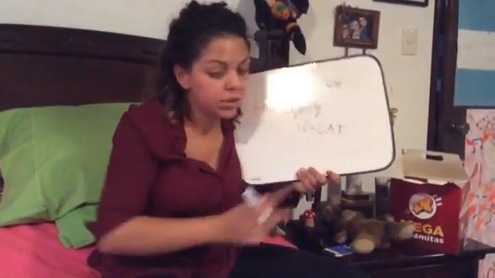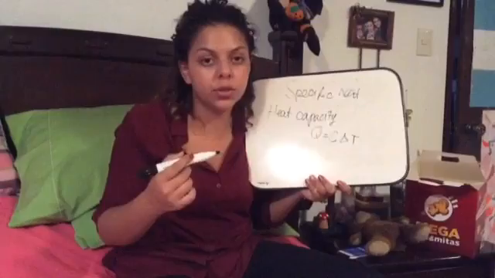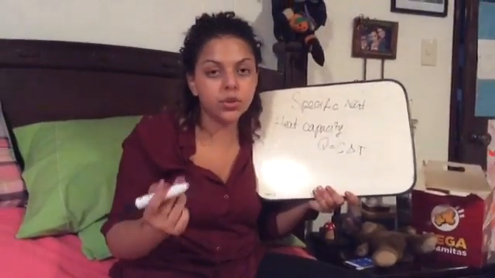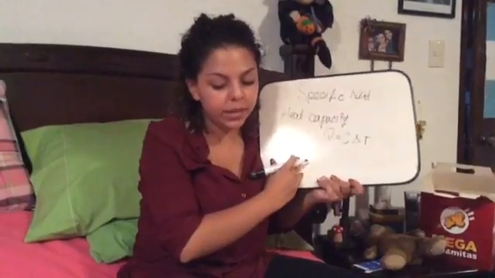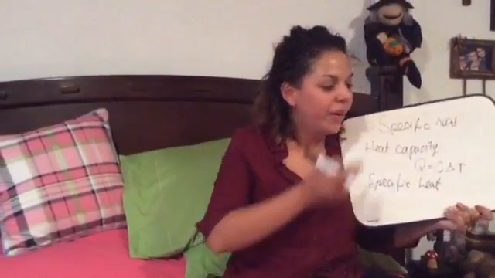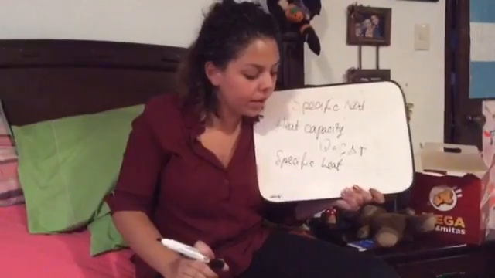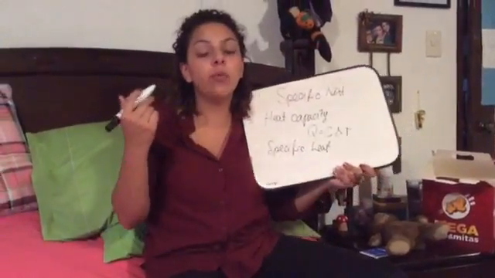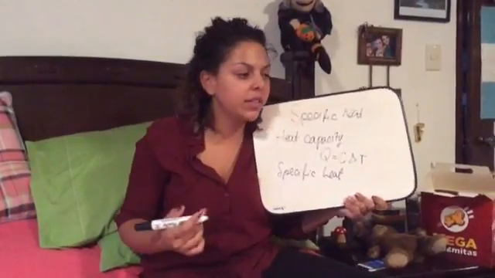And of course this should be units of energy divided by units of temperature, which in this case we can use joules per degree centigrade. And from this we can obtain the specific heat. Specific heat is defined as the amount of energy needed to raise the temperature of 1 kilogram of a substance by 1 degree centigrade.